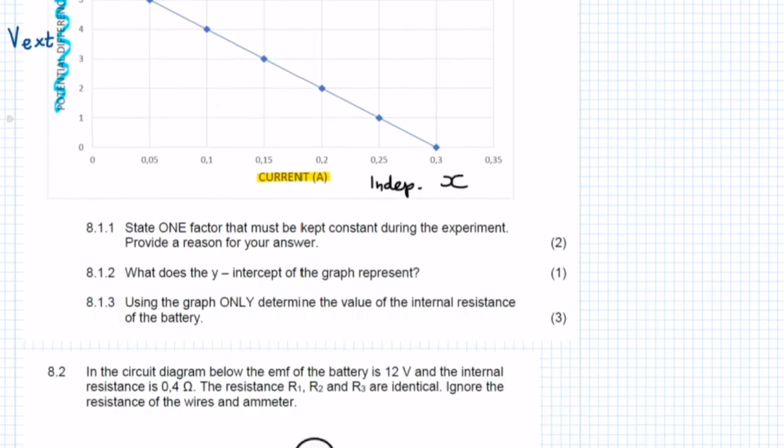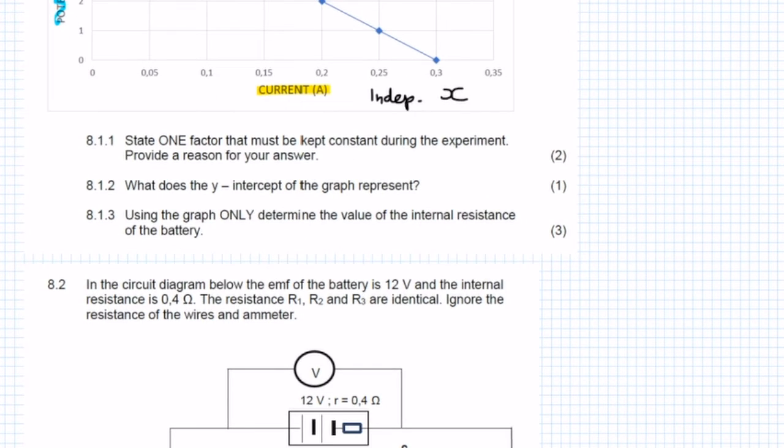Let's now take a look at the questions. Question 8.1 says, state one factor that must be kept constant during the experiment. Provide a reason for your answer. Now, we are changing the resistance of the rheostat so that we can change the current. But remember, resistance is affected by one other thing, and that is temperature. So it is very important that we keep the temperature constant.